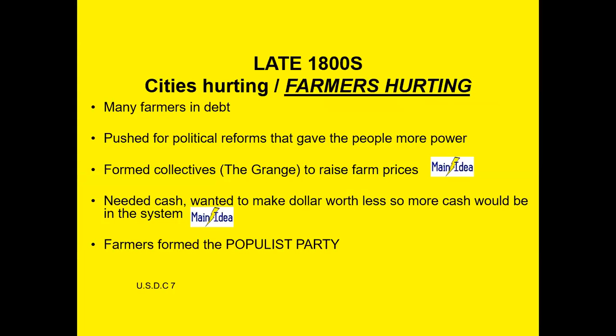Okay, so we had trouble with the cities. We also had trouble with farmers. Many farmers were in debt at this time. There had been lots of issues. And the farmers were pushing for political change that would give the common people, like farmers, more power. They formed collectives called the Grange, buying collectives and selling collectives, groups, if you will, that tried to raise farm prices. That's a main idea. You need to know that. They also wanted to devalue the dollar, make it worth less so their debts would not be as bad, okay? They formed a party called the Populist Party.